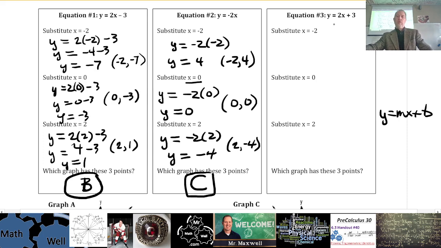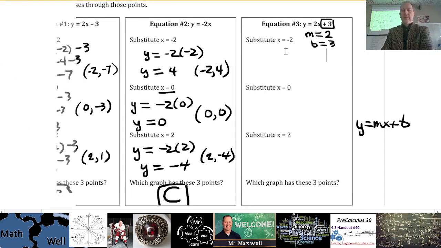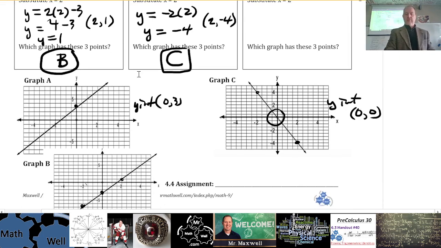But this is pretty easy to see. What is my slope? The slope, or m, is 2. That's the number that's attached to the x there. And what's my y-intercept, or my b value? It is 3. So graph A, we know that that's the answer, but let's double check. A y-intercept of 3 is perfect, right there. The slope of 2.